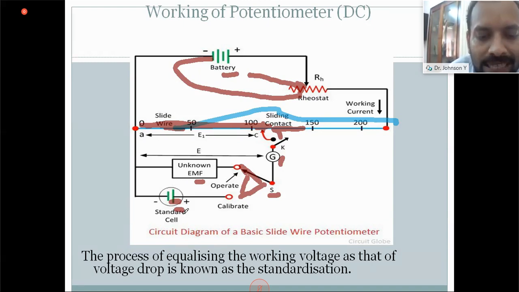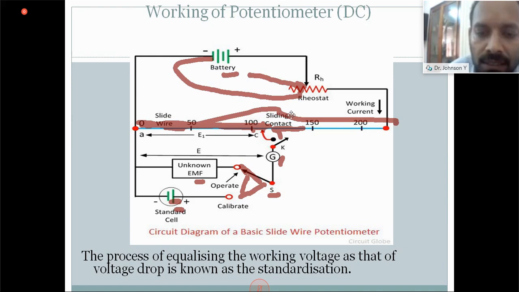So normally the standard cell is of value 1.0186 volt, and first we take this switch in this calibrate position and we move the jockey from here. At that time the voltage drop here is 0, and from here onwards the voltage drop increases, and when it reaches a particular value, if at that time both voltages are equal, then we stop the movement of the key. Then it is said to be in a balanced condition. That is the standardization process.